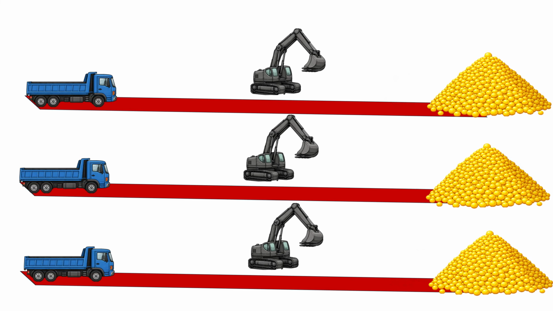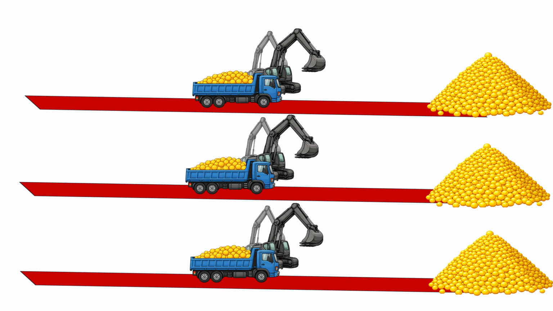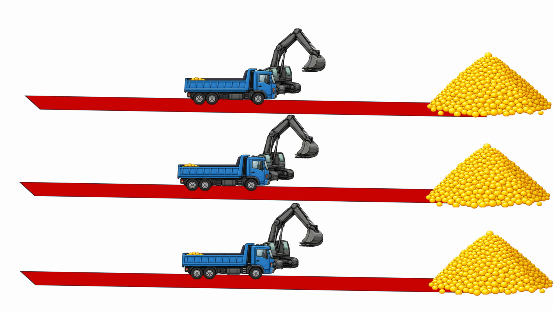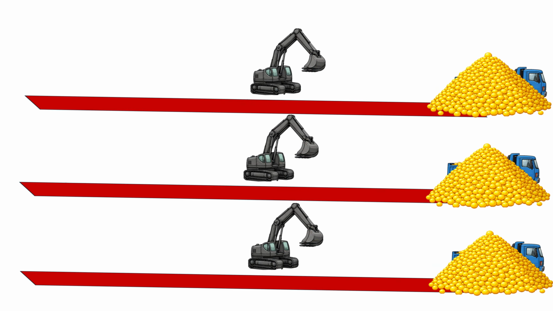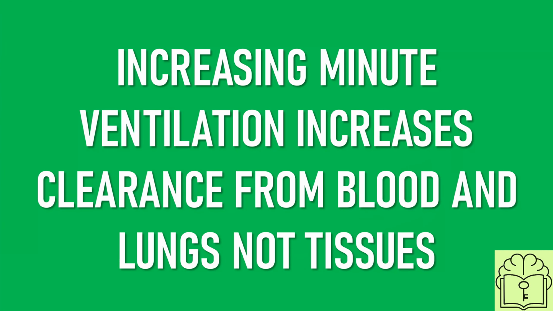Finally, if tissue stores are high, regardless of alveolar ventilation and cardiac output, the reduction in brain concentration is context sensitive and requires depletion of storage before clearance is effective. The key point I need to make here is that increasing minute ventilation increases clearance from the blood and from the lungs, but not from the tissues.